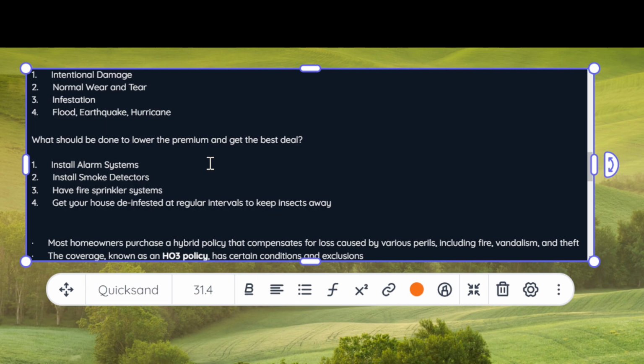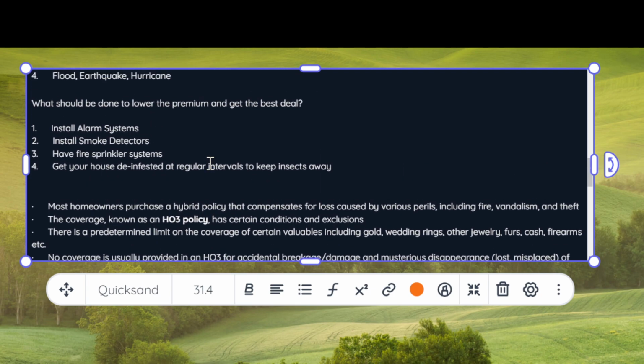You can have fire sprinkler systems, which will automatically start sprinkling water in case the temperature of your room goes above, say, 60 or 70 degrees centigrade, or in case a fire has broken out. And what you should also do, which we often forget, is disinfest our homes every year or once in 2 years, so that nothing happens to our home. If you do all these things, the premium of your homeowners insurance will come down drastically, and it will help you.